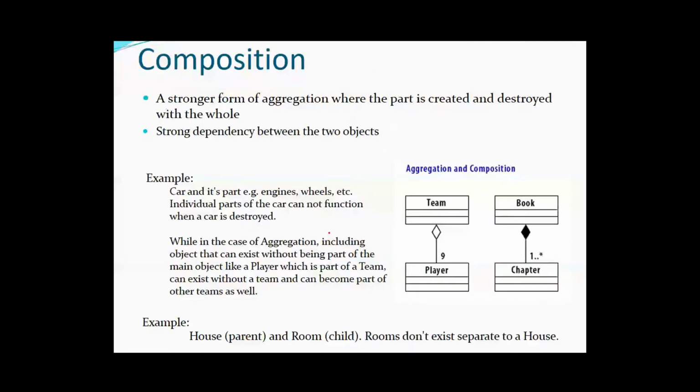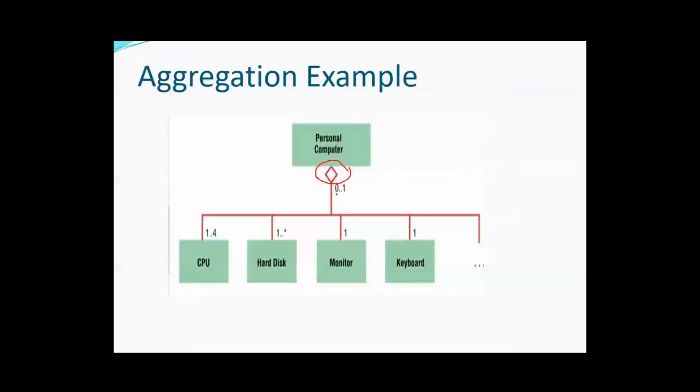But the book contains chapters. If there are no chapters, there is no book. Same as the computer. If there is no CPU, no computer. If there is no engine in the car, no car. This is called strong aggregation. We call it another name. We call it what? Composition.